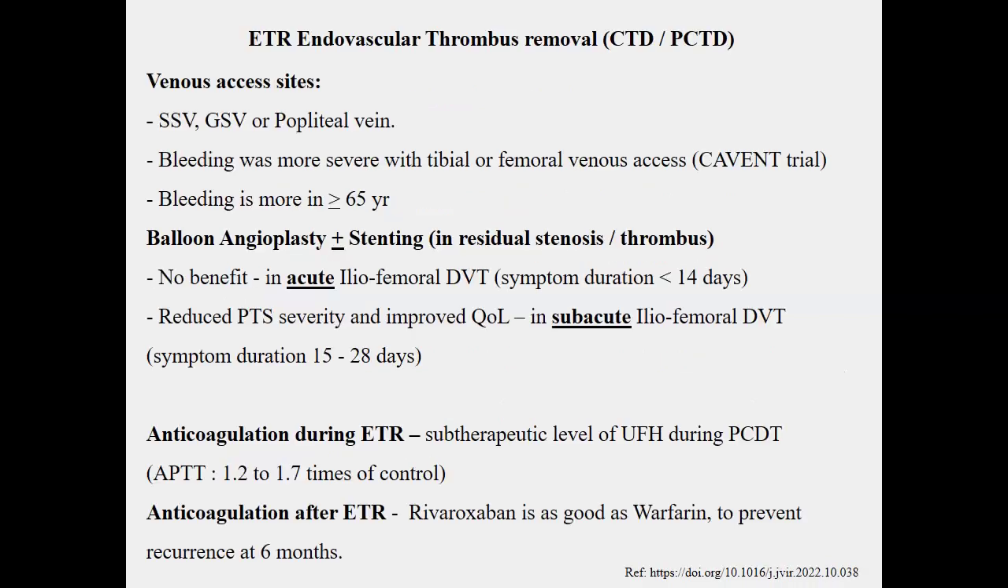for the same reason. So, to conclude, the preferred venous access site for endovascular thrombus removal is either the popliteal vein, or the long or short saphenous vein. In the CaVenT trial, the bleeding was significant where they punctured the tibial and femoral vein, and bleeding was significantly more in elderly patients of more than 65 years of age. Balloon angioplasty or stenting in the same setting as the thrombolysis is not recommended according to the ATTRACT trial. In acute iliofemoral deep vein thrombosis, we should not do that. However, in subacute iliofemoral deep vein thrombosis, POBA, or only balloon dilatation of the offending vein, resulted in reduction in the severity of post-thrombotic syndrome.